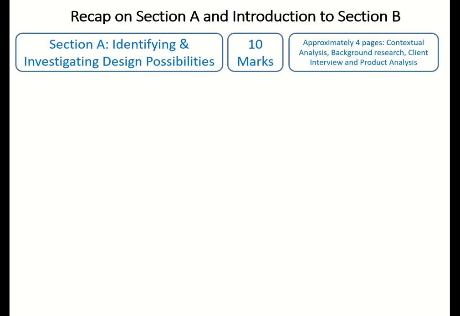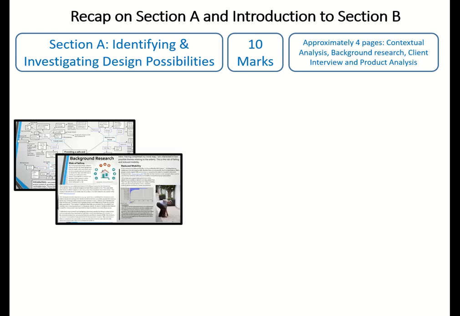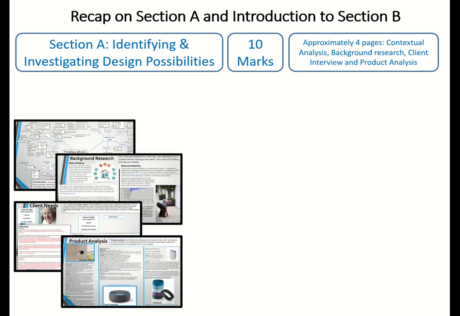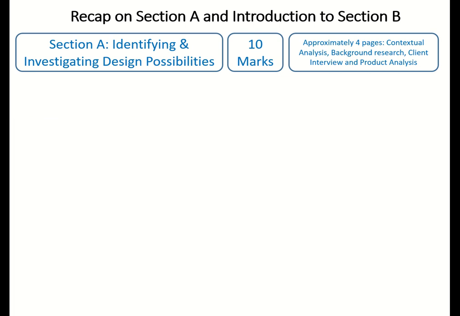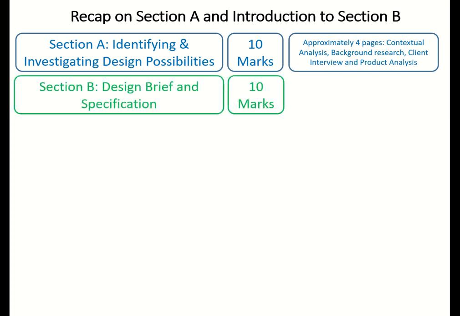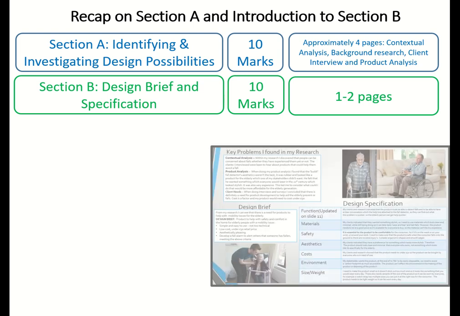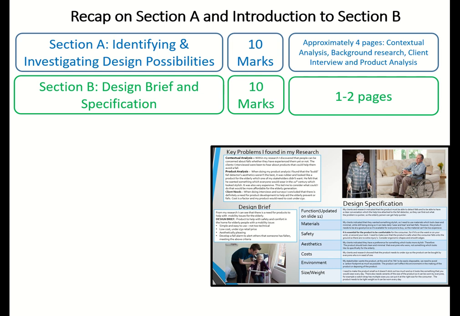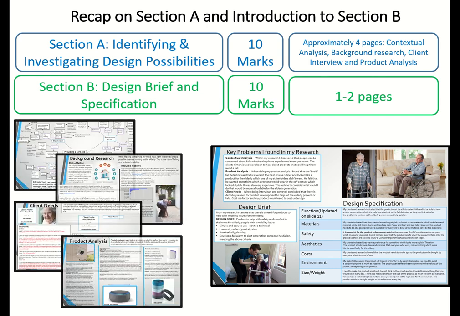Section A was worth 10 marks and you should have done that now, about 4 or 5 pages, including the mind map, background research, your client interview and product analysis. Now, following that, Section B is also worth 10 marks, but it's only 1 or 2 pages. So if you do a good job here, you can really do quite well. The page looks something like this, and I'll show you some examples in a minute.